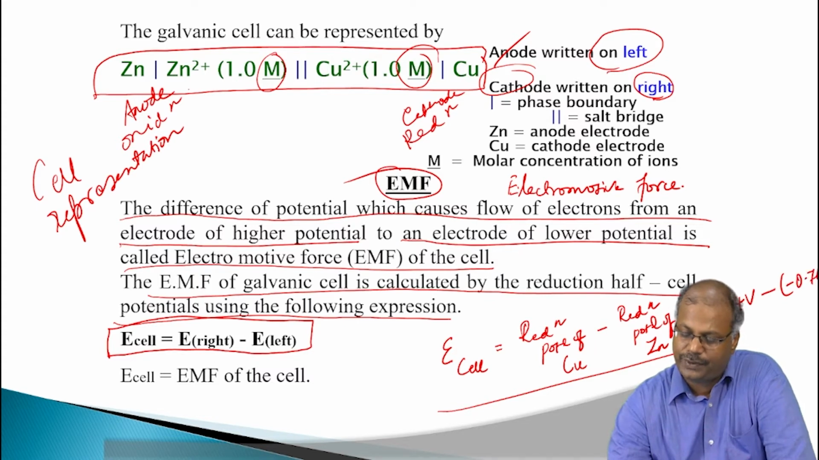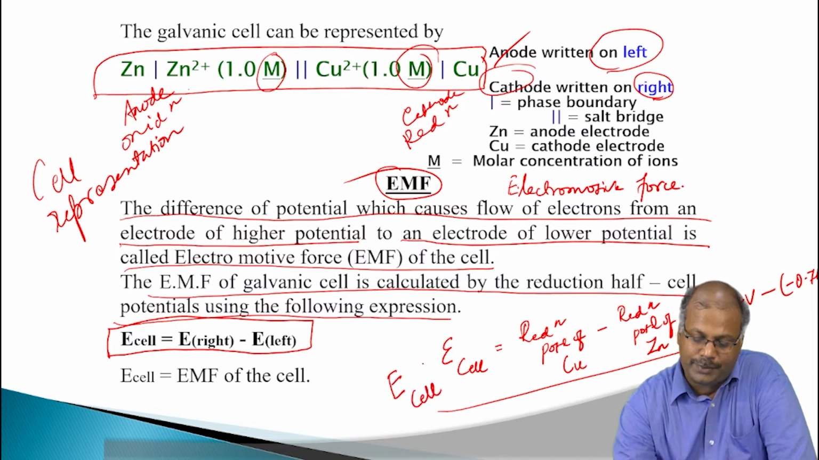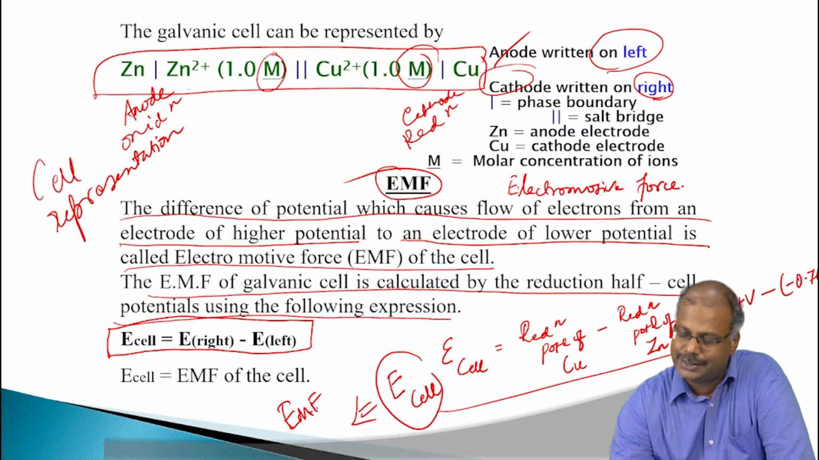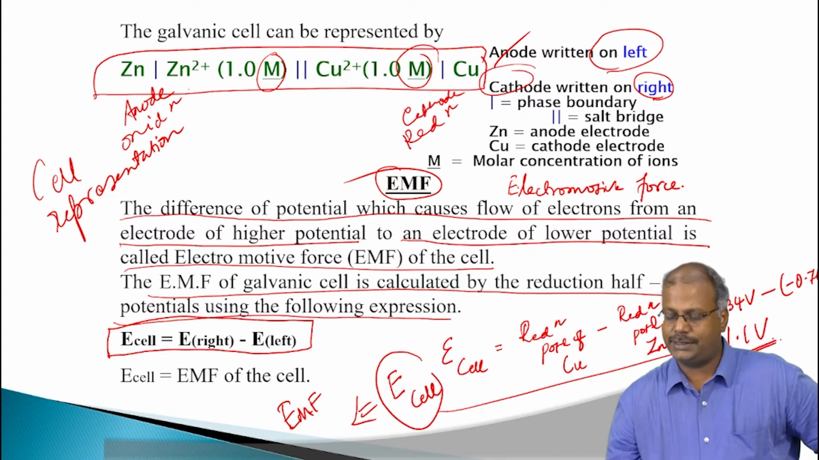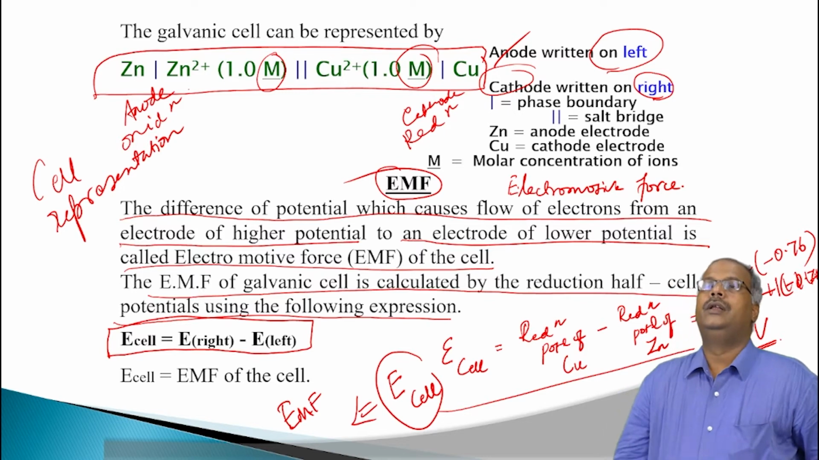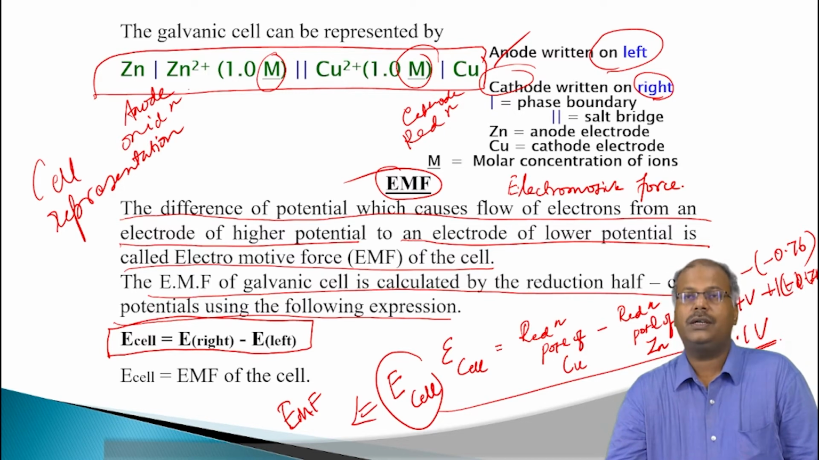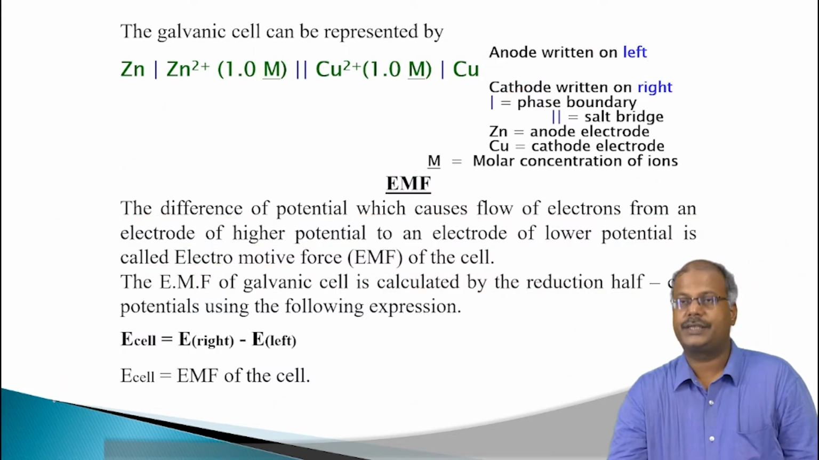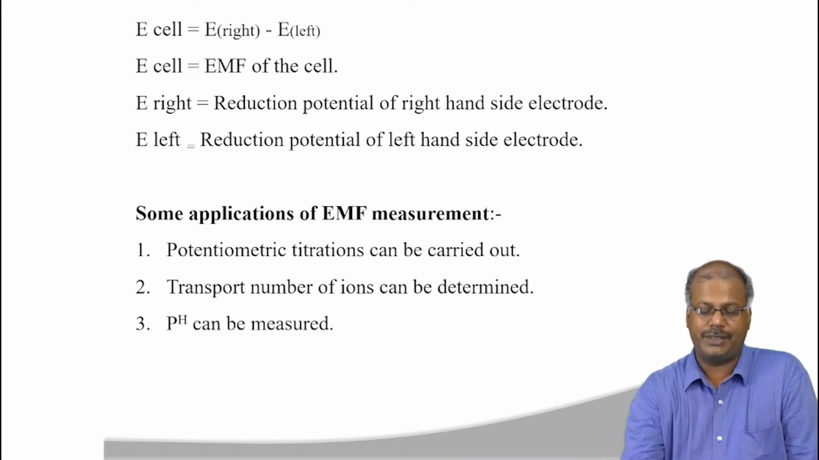So we get EMF. E cell means EMF of the cell, which is nothing but 1.1 volts. This is what we have seen in the previous slide, that this cell gives minus 0.76, which gives 1.1 volt for the zinc copper electrochemical cell. Next.